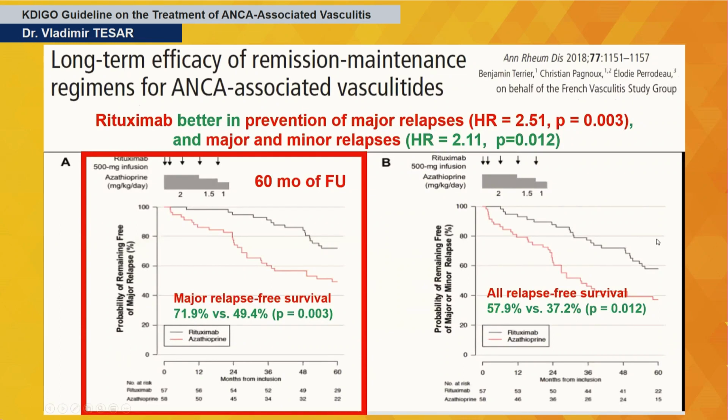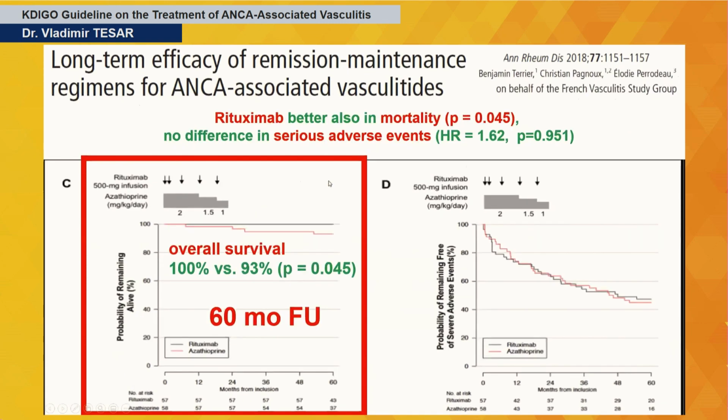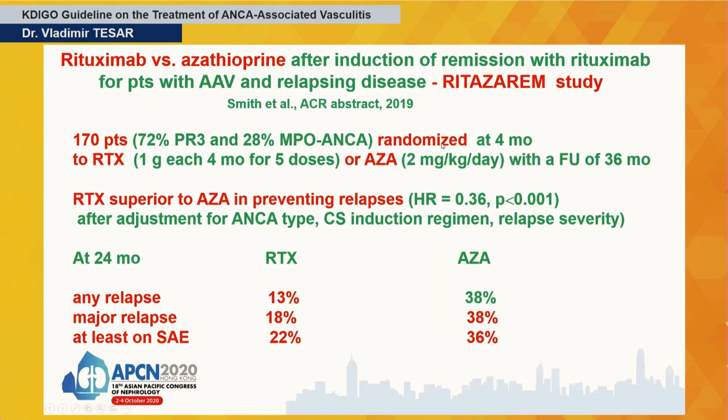And the longer follow-up of these patients from MAINRITSAN showed that after 5 years, after 60 months, there still remained the superiority of rituximab in prevention of major relapses, and even major and minor relapses. And there was even a better overall survival in patients treated with rituximab as maintenance compared to those who were treated with azathioprine, with no difference in serious adverse events.